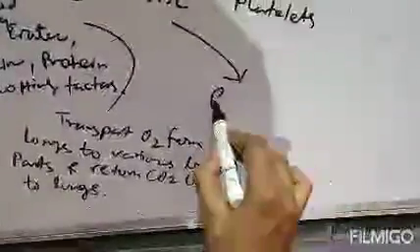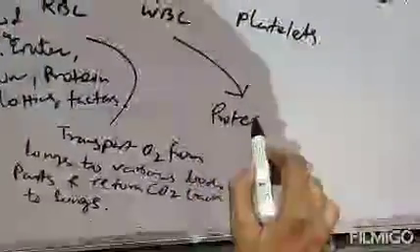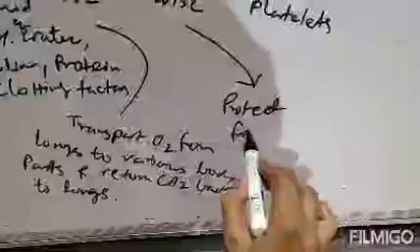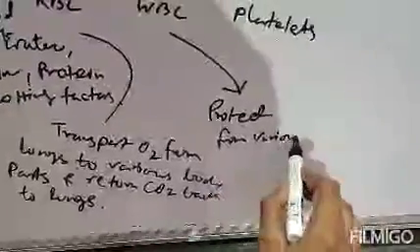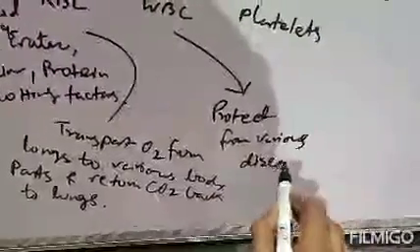Next, function of WBC, that is white blood corpuscle. What is the function of WBC? WBC protects us against many diseases. It is the protective tissue. It mainly protects us from various diseases. So its function is to protect from various diseases.